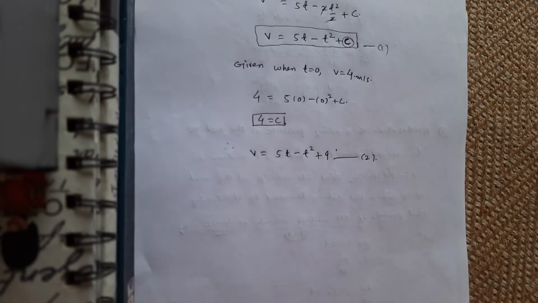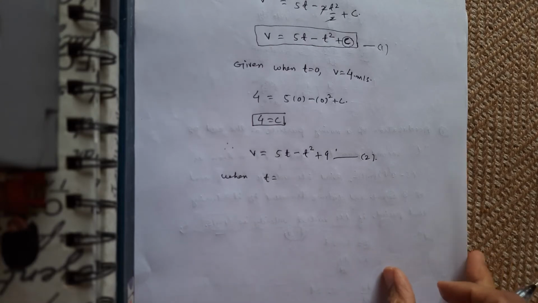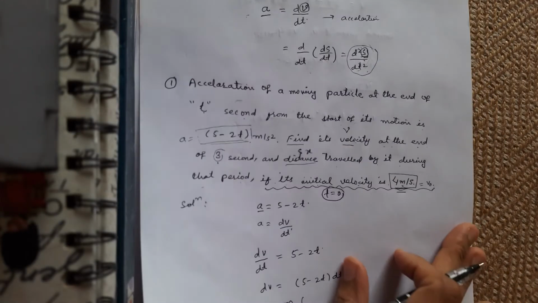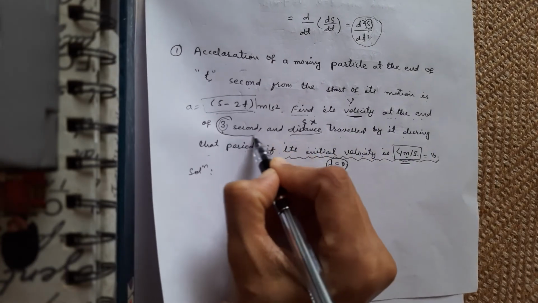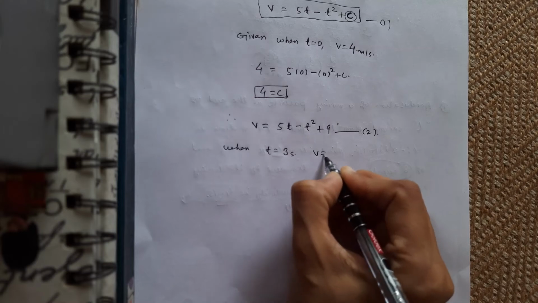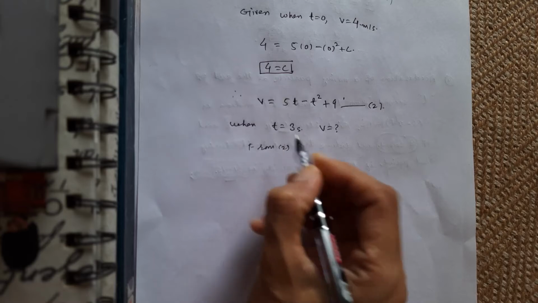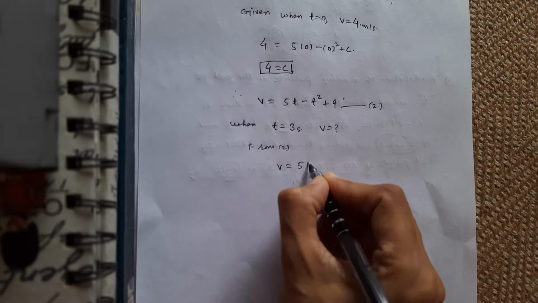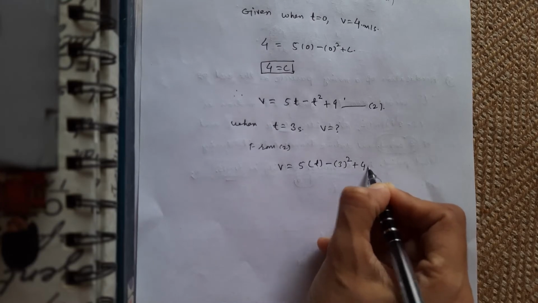Now what I wanted to find out is, they are saying find its velocity v at the end of 3 seconds. So when t is 3 seconds, what is the value of v? So from equation 2 we get this value. From 2, v equals 5 into 3 minus 3 square plus 4.